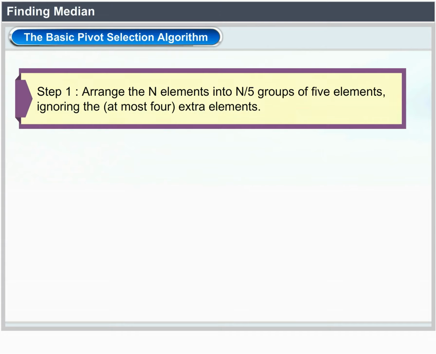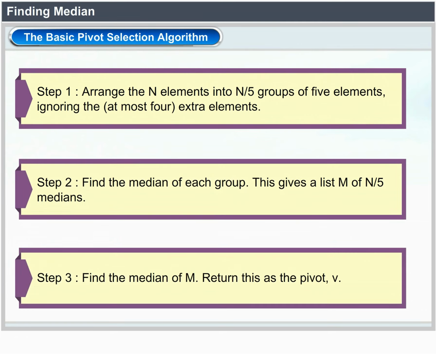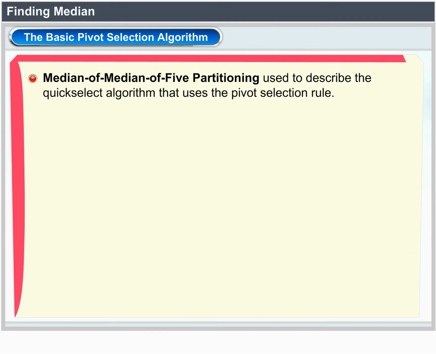The basic pivot selection algorithm. Step 1: arrange the n elements into n/5 groups of 5 elements, ignoring the at most 4 extra elements. Step 2: find the median of each group. This gives a list M of n/5 medians. Step 3: find the median of M. Return this as the pivot v. Median of 5 partitioning is used to describe the quickselect algorithm that uses this pivot selection rule.